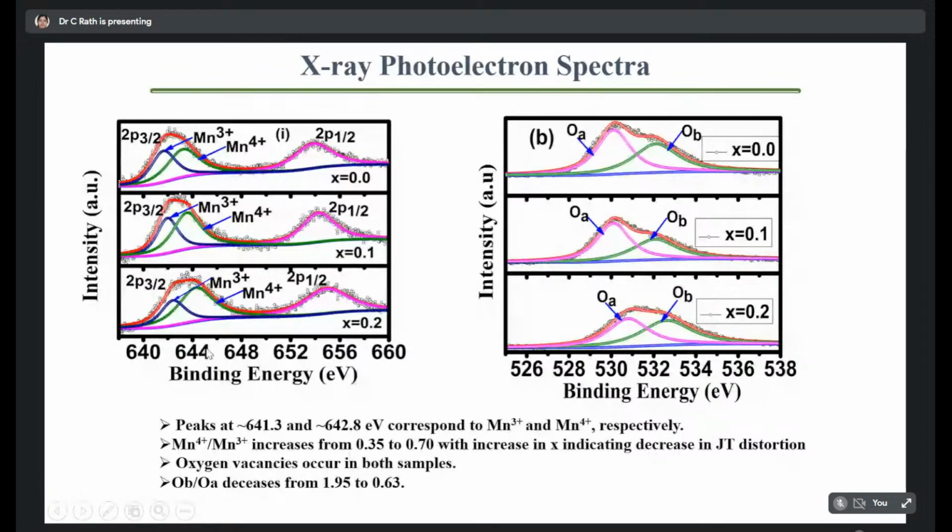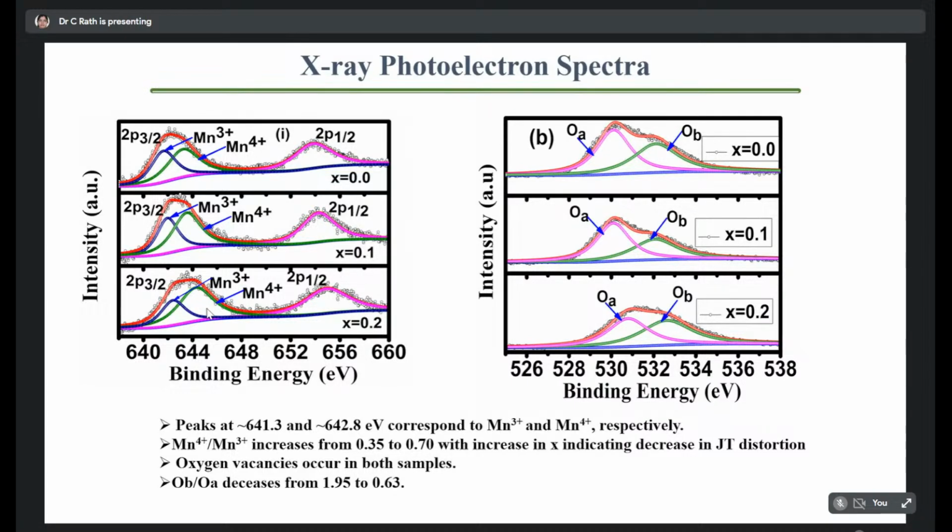One can see peaks at 641.3 and 642.8, corresponding to Mn3 plus and Mn4 plus. So one can see both Mn3 plus and Mn4 plus are present. The presence of Mn4 plus in fact indicates the decrease in the volume.